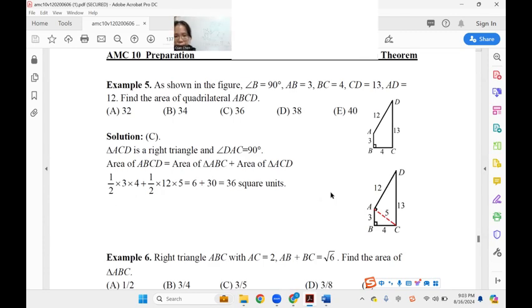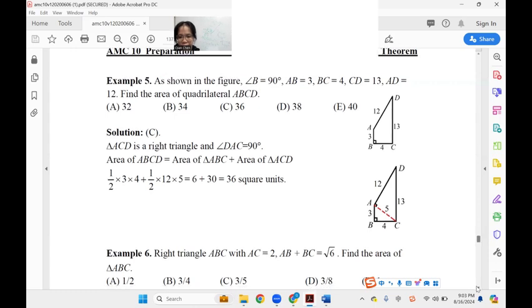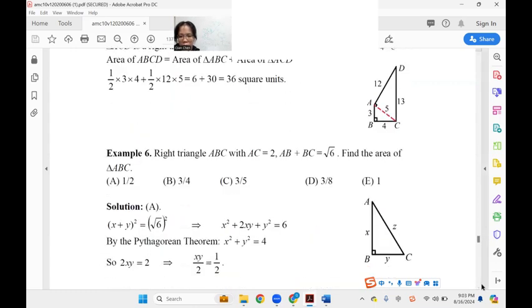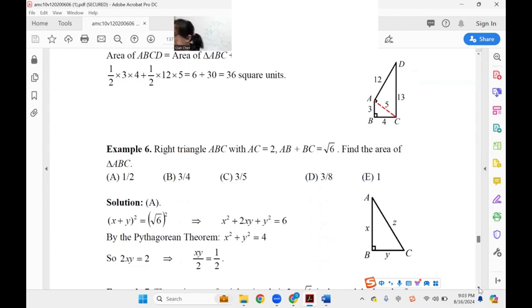Let's see. Okay. Let me talk about example 6.